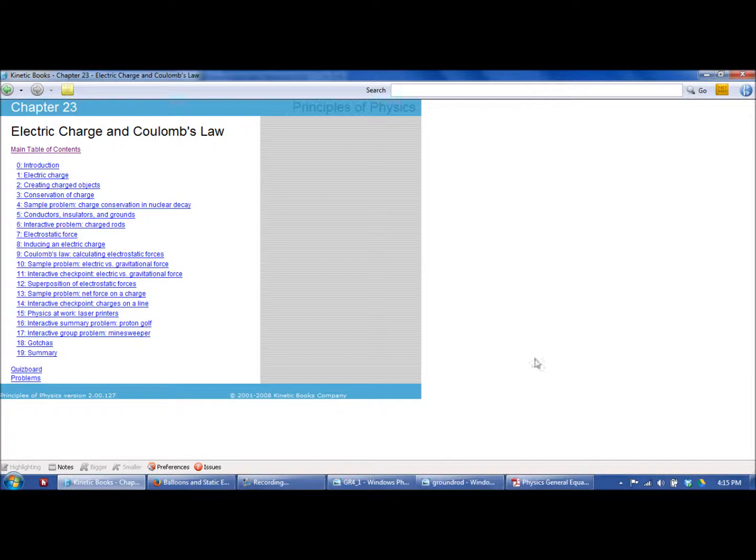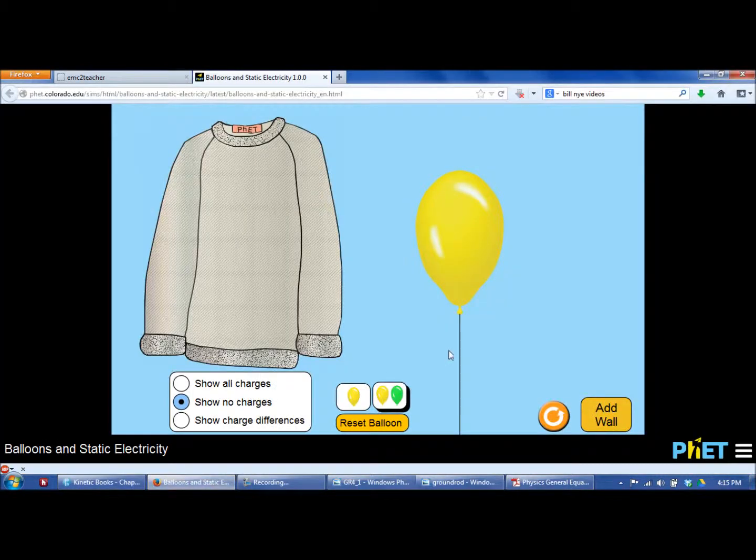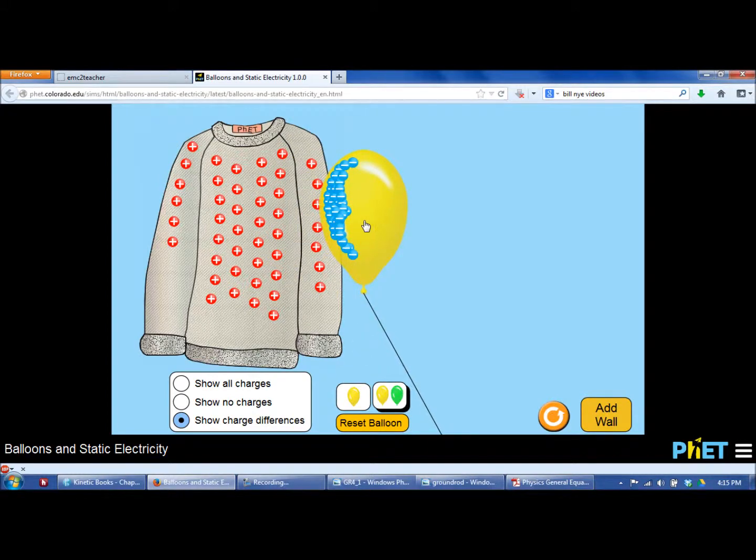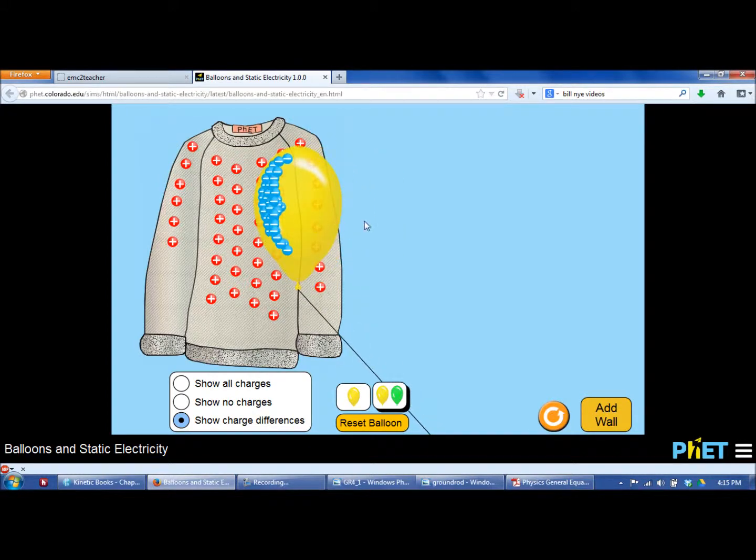All right, we're back, and I wanted to show you a little demonstration here. This is one of our PhET demonstrations. You've got a sweater here and a balloon here. If I take that balloon and rub it on the sweater, it shouldn't be surprising that it wants to stick there. You've probably done this on your hair or on a sweater. The balloon sticks to it. Question is, why? Well, what's happening here is that we're going to rub the charges from the sweater onto the balloon, making the balloon negative and making the sweater positive. And that is why they are actually attracted to each other.